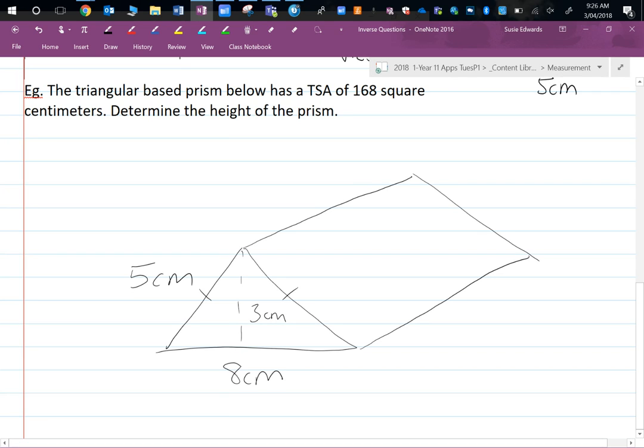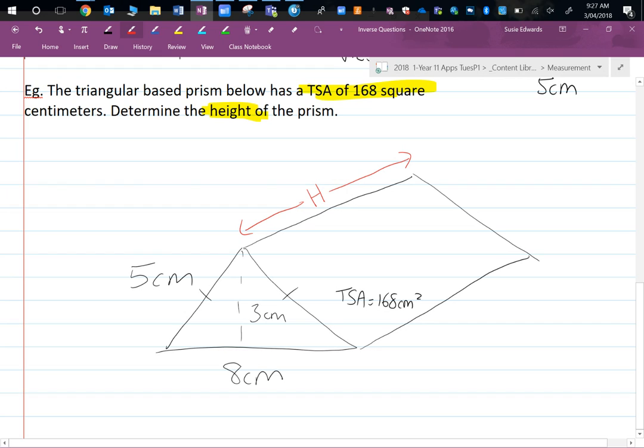All right, so what extra information is in the words which isn't in the picture? TSA is 168. What else is in the question which we don't have in there? The height. So that's what we're trying to find. So that's this part here. That's what we're trying to find.